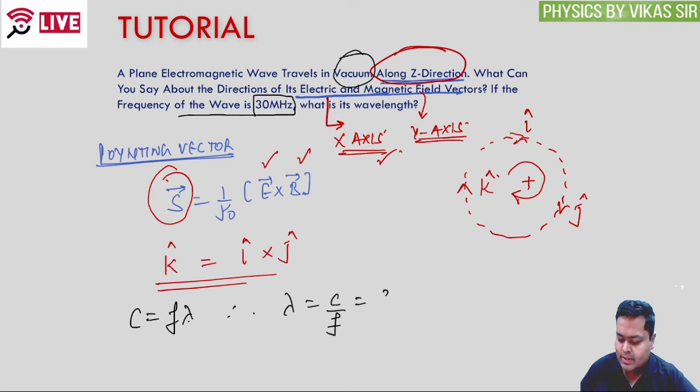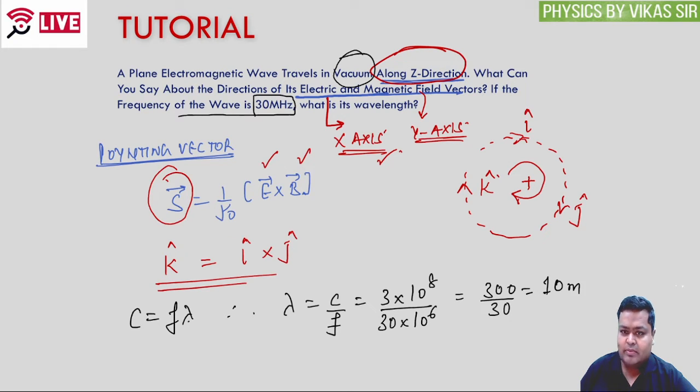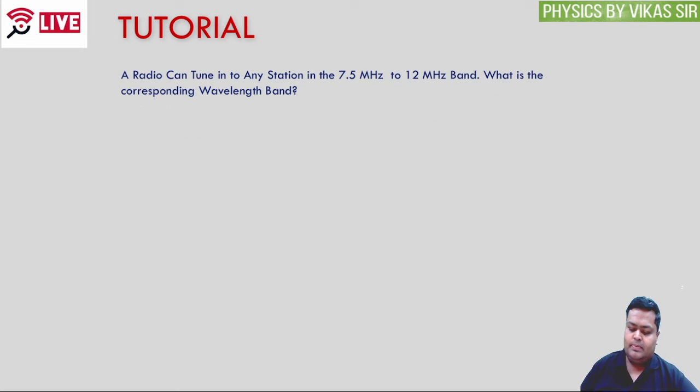Now what is the value of C? 3 into 10 power 8 meter per second divided by the frequency, that is 30 megahertz. That means 30 into 10 power 6. So what do I get? I get 300 divided by 30, so that becomes equal to 10 meters. So that's the value for the wavelength. Let's proceed to the next question.